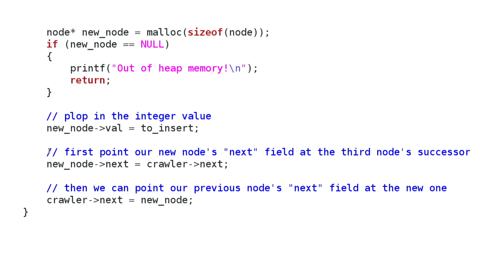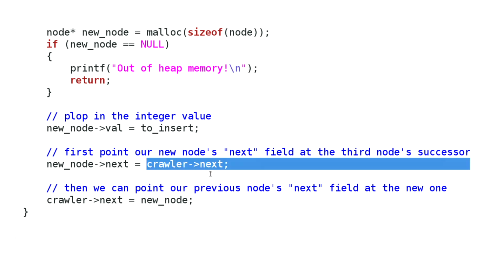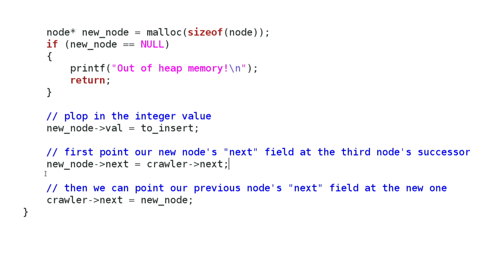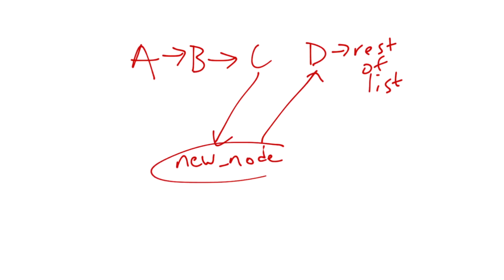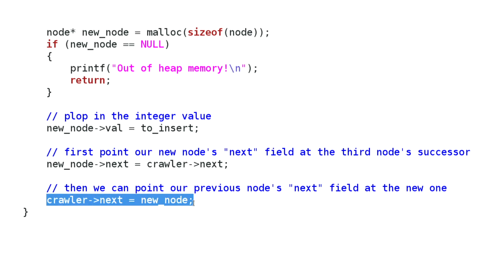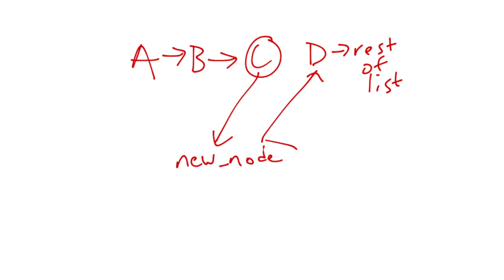In code, C is the current node that the traversal pointer crawler is pointing to. And D is represented by the node pointed to by the current node's next field, or crawler arrow next. So we first set the new node's next pointer to point to crawler arrow next, the same way we said new node's next pointer should point to D in the illustration. Then we can set the current node's next pointer to our new node, just as we had to wait to point C to new node in the drawing. Now everything's in order, and we didn't lose track of any data.